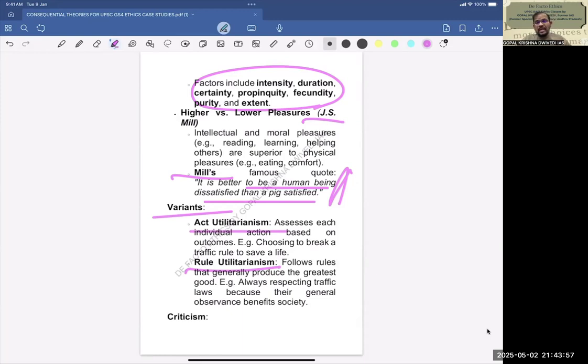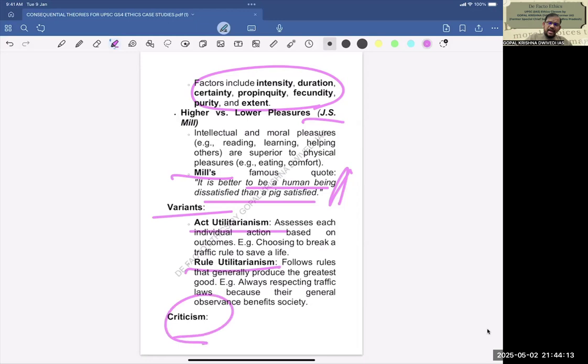Rule utilitarianism says follow rules that generally produce the greatest good of the greatest number. For example, always respect traffic lights because their general observance benefits society. So this is basically the act and rule version of utilitarianism.